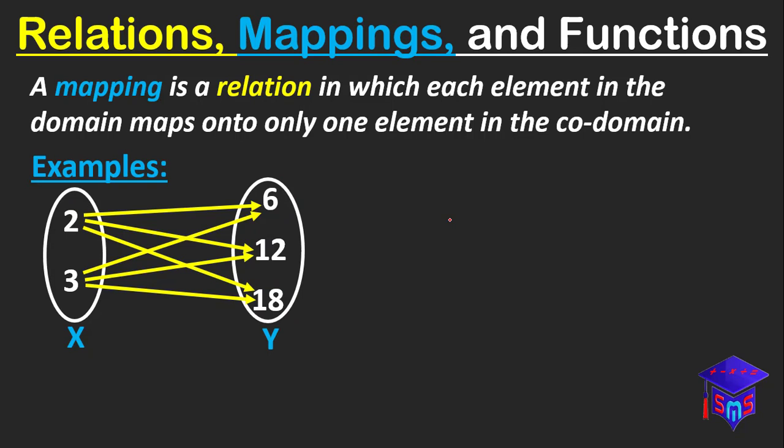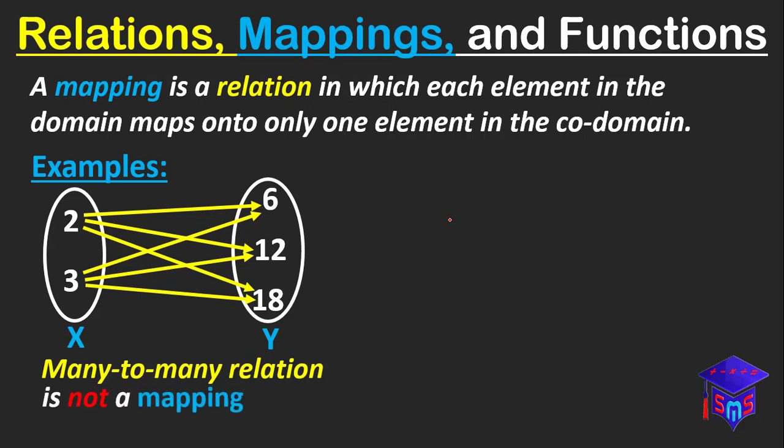So this relation is not a mapping. But from our previous video, what type of relation is this? Alright, so a many-to-many relation is the correct answer. And so we can say that a many-to-many relation is not a mapping.